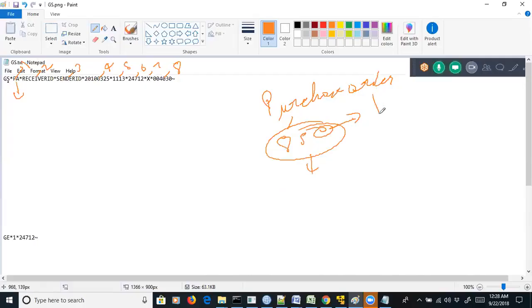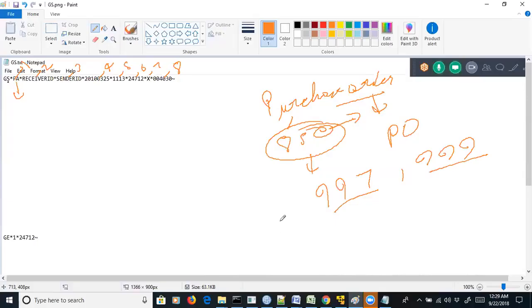Besides this, a purchase order is also identified by 2 characters, like in the case of the purchase order, it is PO, right? Then you have 997 or 999. 997 and 999 are your acknowledgements.